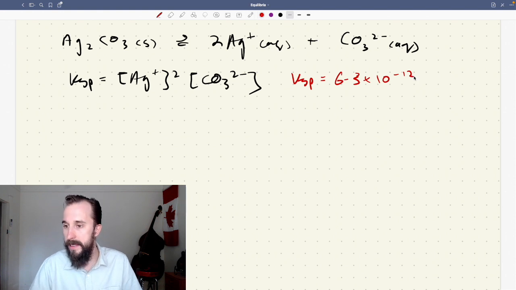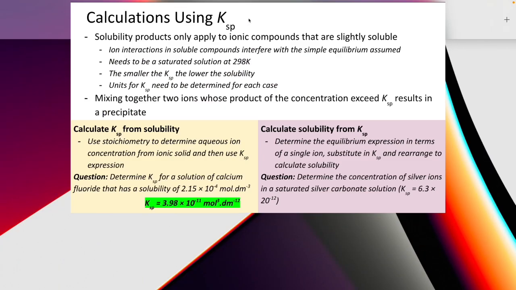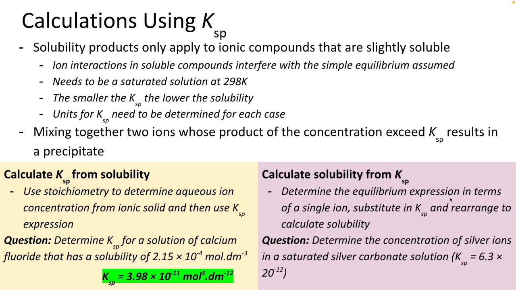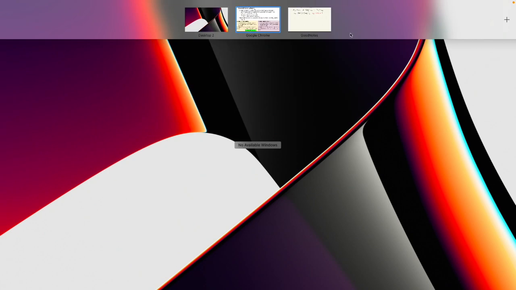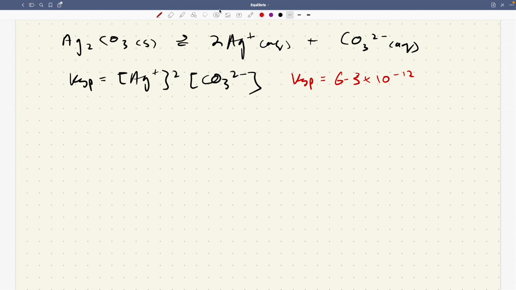So let's consider how we can express this in terms of a single ion using some stoichiometry. Let's say if we have our concentration of carbonate ions equals X, therefore our concentration of silver ions is going to be twice as much. You've got the mole ratio of 1 to 2, 1 carbonate, 2 silvers. So let's say that is 2X.